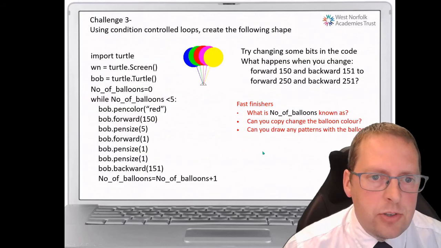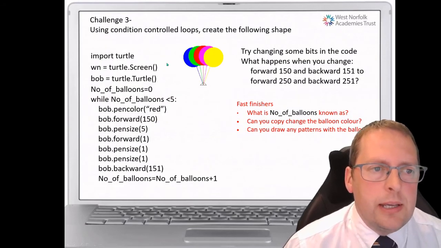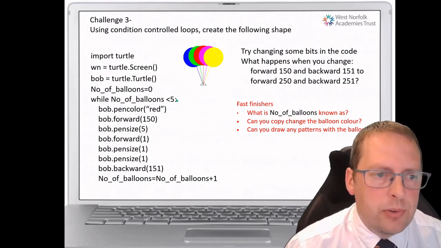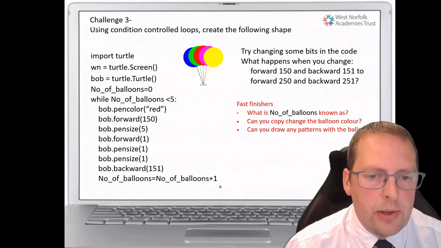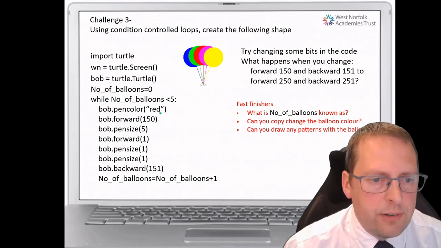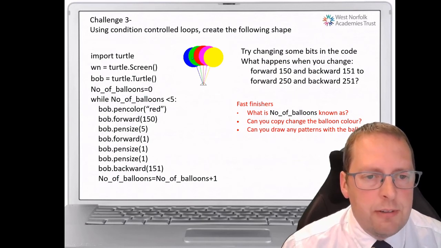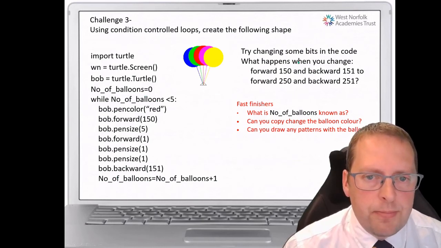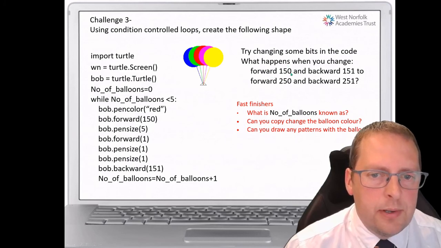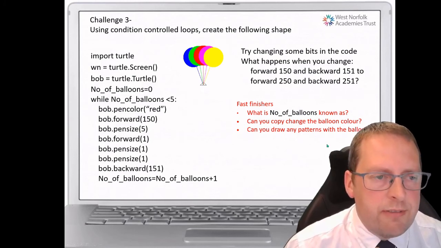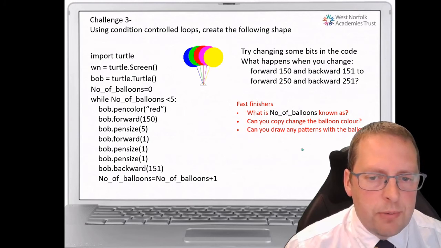Moving on to the next challenge, what you could look to do is use conditional controlled loops to create the following shape. So looking to draw these balloons. There's a little clue here how you can start with that. So the first balloon is going to be red, and you can add in different colours and build up that to be able to produce 5 separate balloons being drawn. So you're going to need to change the code a little bit to be able to create that. And then you can look to try and develop that bit of code if you do complete that.